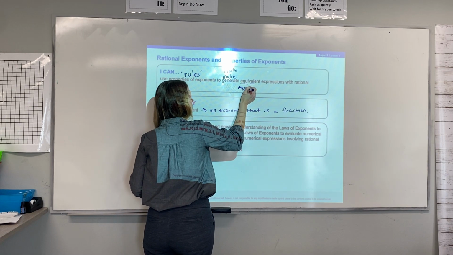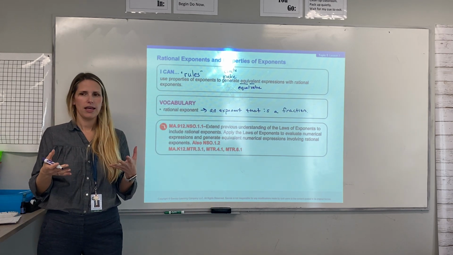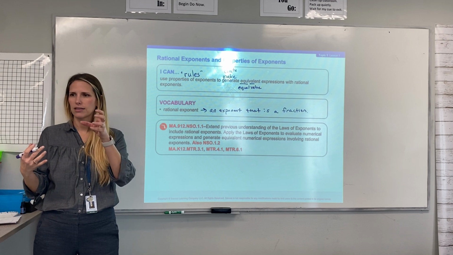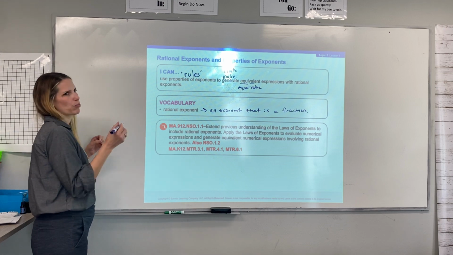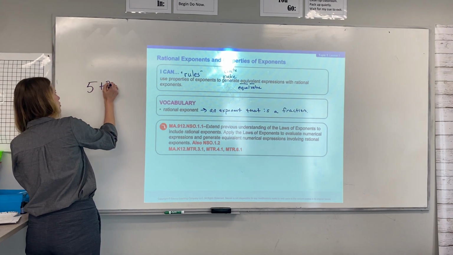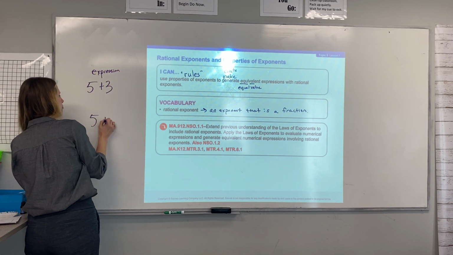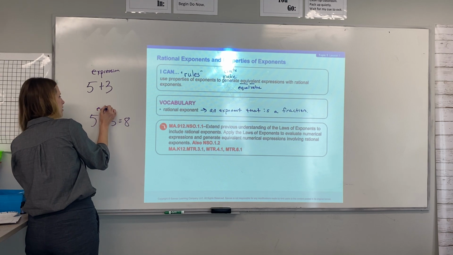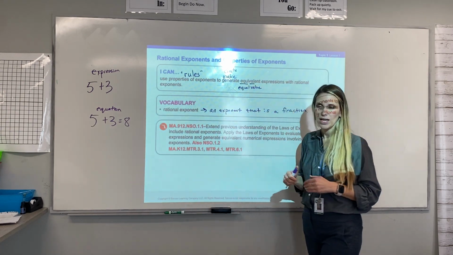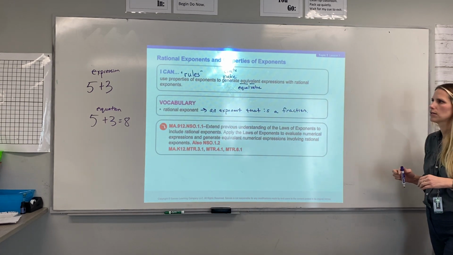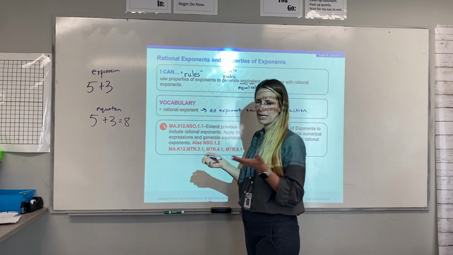Equal value expressions. An expression is any number sentence that doesn't have an equal sign. Let's go over the difference between an expression and an equation. 5 plus 3 is an expression. 5 plus 3 equals 8 is an equation. It's kind of like the difference between a sentence and a phrase. So an expression is like a phrase. The equation is when it's set equal to something that's balanced on both sides.